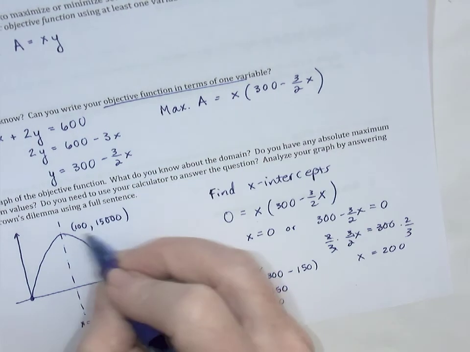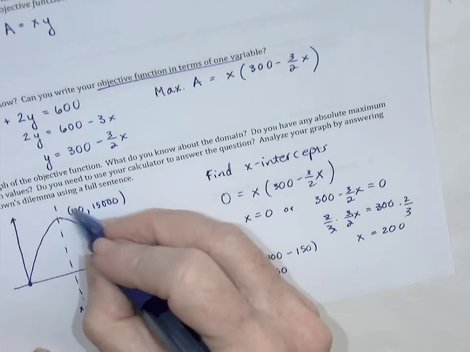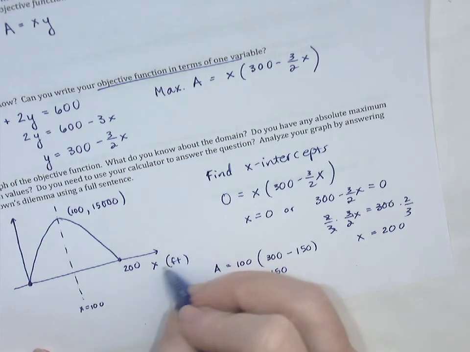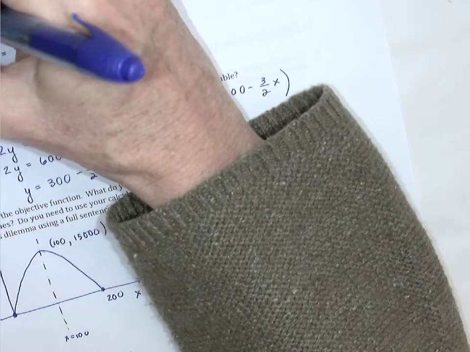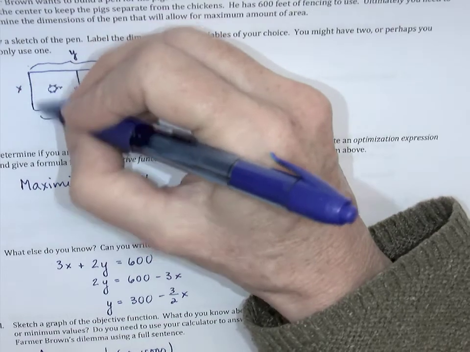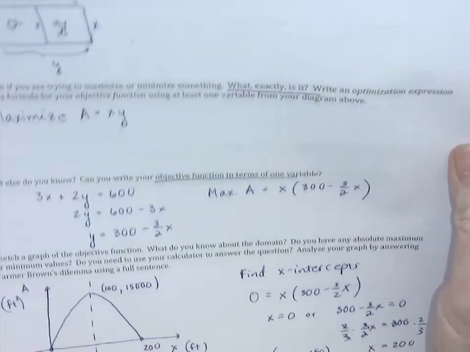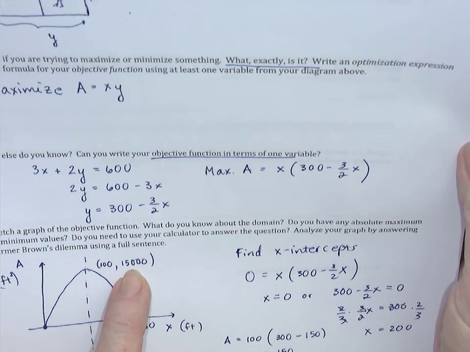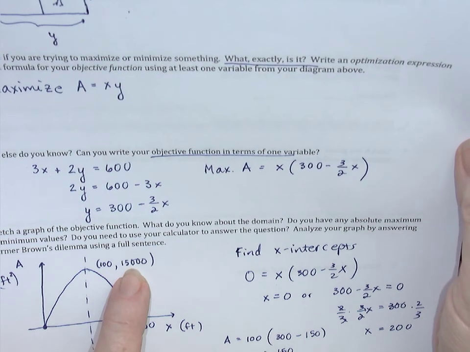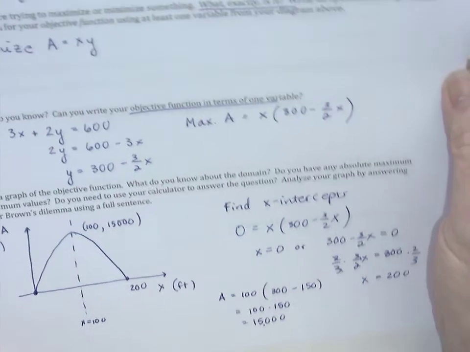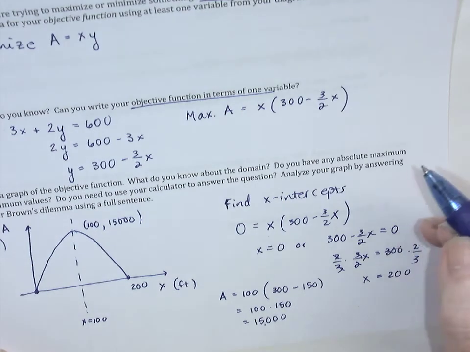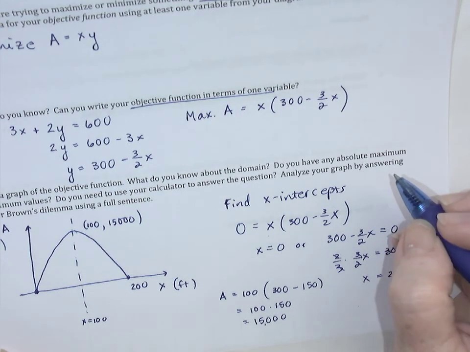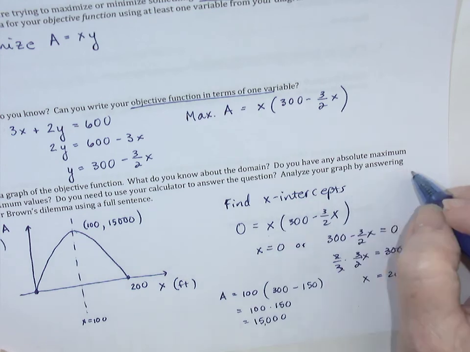And the meaning of this is that this is the x value. This is the number of feet to use for this dimension. Whoops, for this dimension. And we are going to end up with an area of 15,000 square feet, which will be the maximum area. And let's see what else we can say. Okay, so we don't need a calculator.